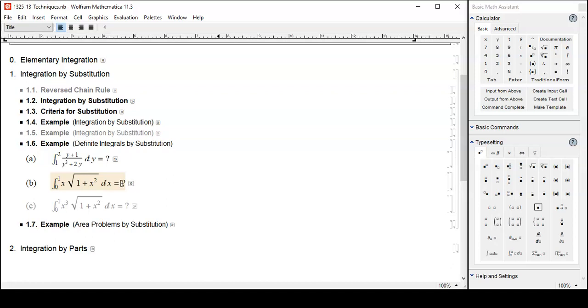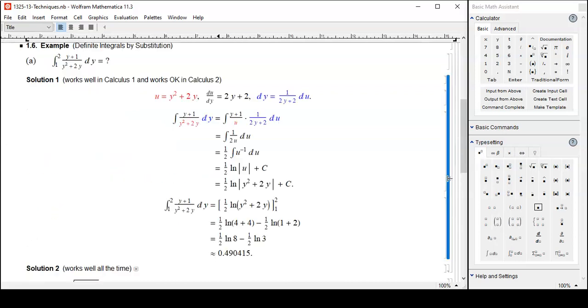Well, one way to do that is to complete a problem and find out the indefinite integral and plug in y equals 2, plug in y equals 1, subtract from the other. Or in this case, plug in x equals 1 and plug in x equals 0 and subtract from the other, and that's it. And those are solution 1.